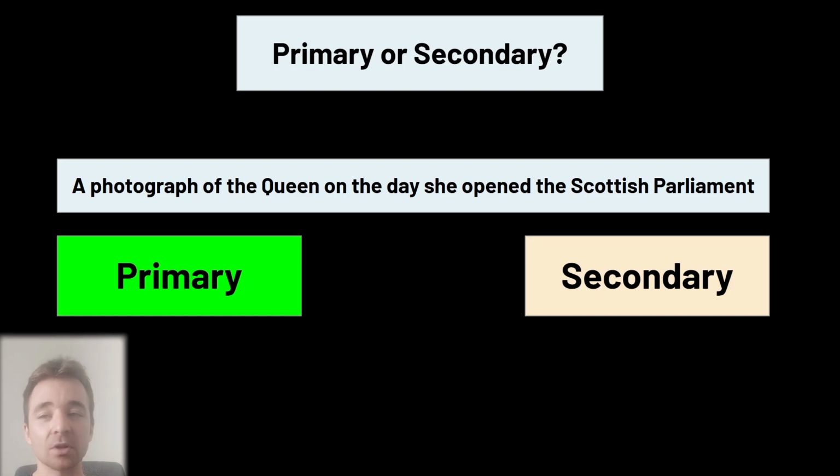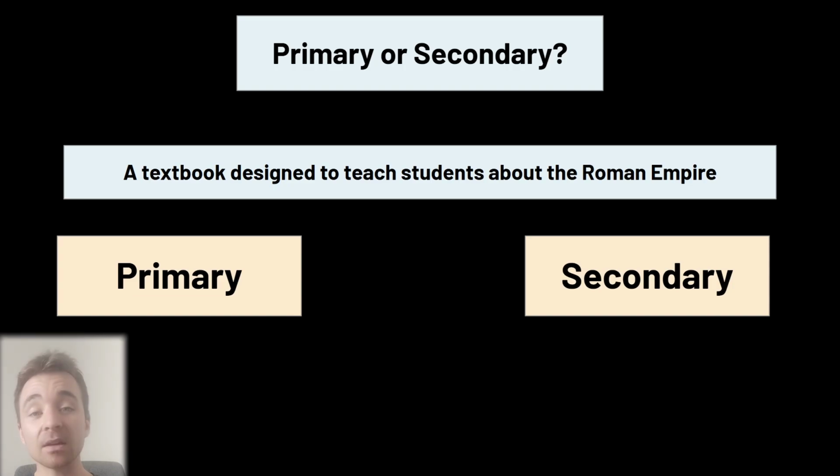We have one more to go. If you're getting some of these wrong, that's okay. That's how we learn. I am going to have a quiz at the end of this lesson that will help you hopefully really put yourself to the test and help you clarify anything that you may be slightly confused about. And of course, you can always ask me about it too. The next one is a textbook designed to teach students about the Roman Empire. Is a textbook a primary or a secondary source?